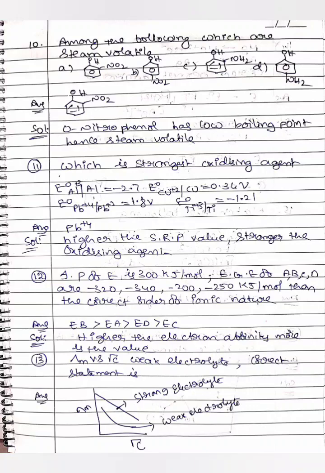Next one, which is strongest oxidizing agent, they have asked for by giving the E0 values, SRP values.